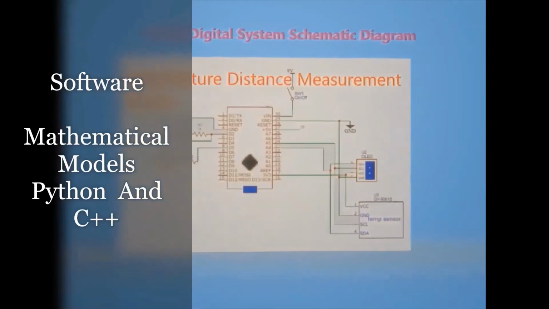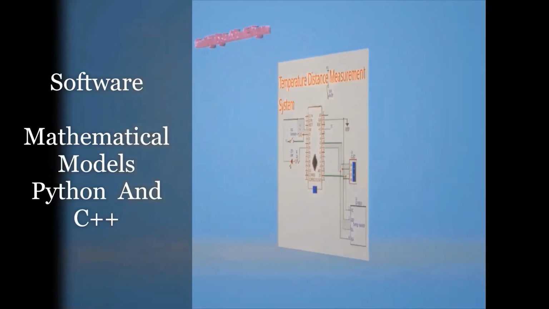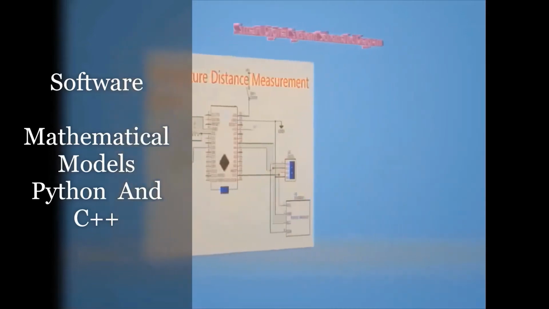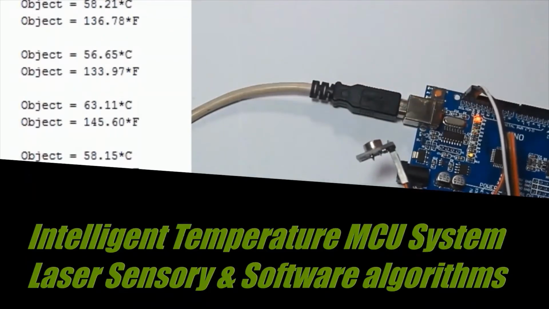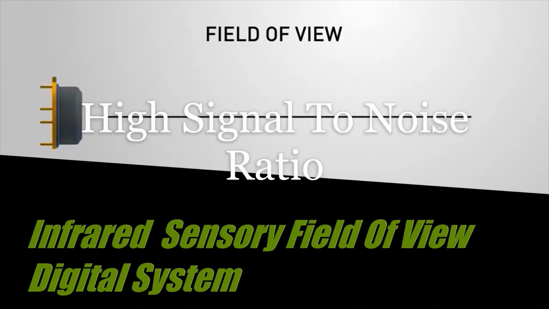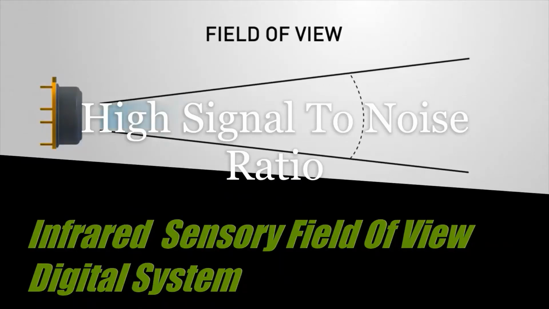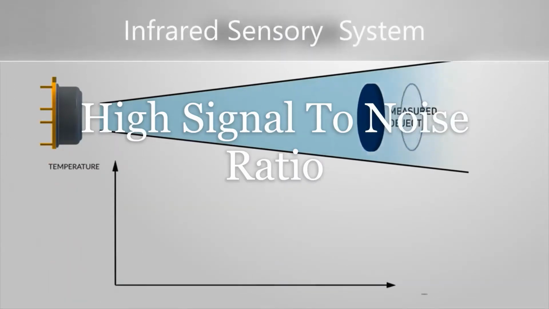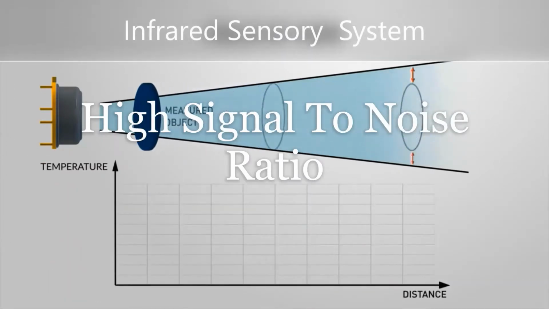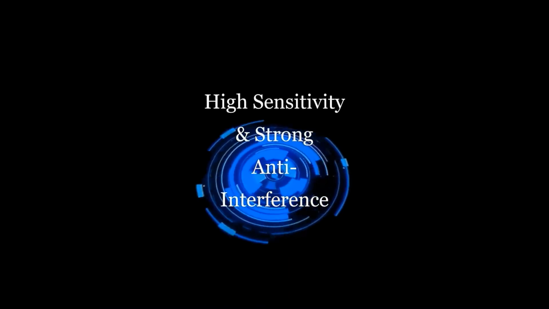The rate of change of radiant energy with respect to temperature is larger at the short wave than at the long wave. That is, the thermometer working at the short wave has relatively high signal to noise ratio. That is high sensitivity and strong anti-interference.